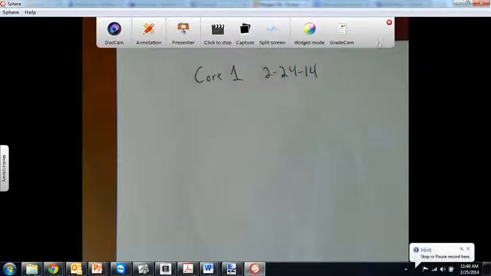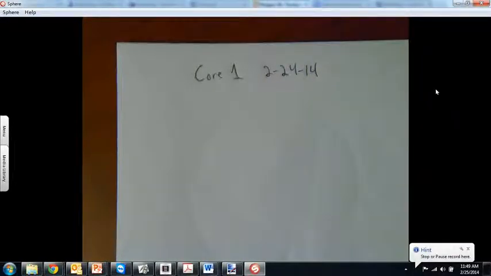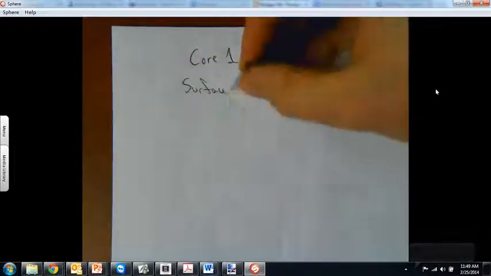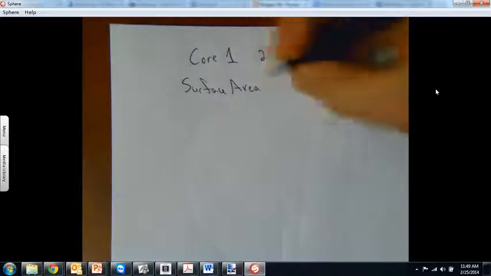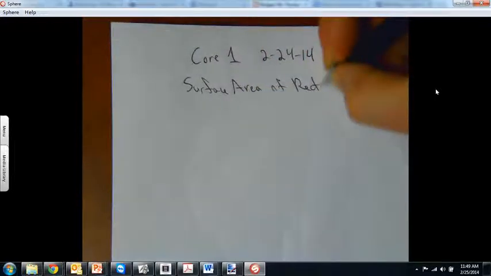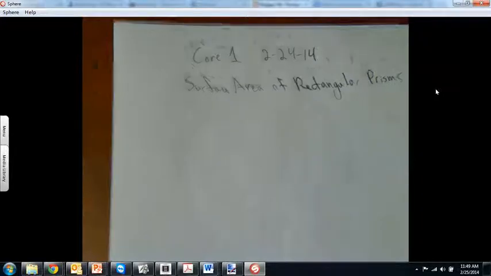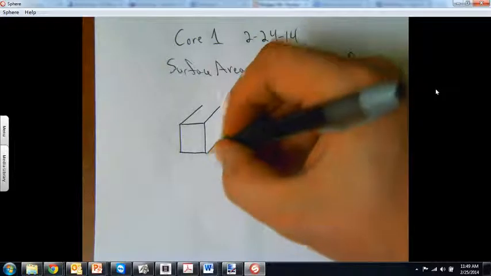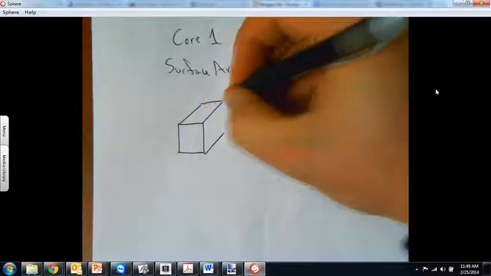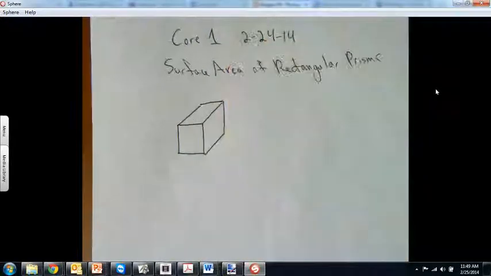All right, in Core 1 today, we took a look at the surface area of rectangular prisms. Now, remember, a rectangular prism has some rectangle on the front, and it's extended off into the third dimension, which means it's been given 3D depth.